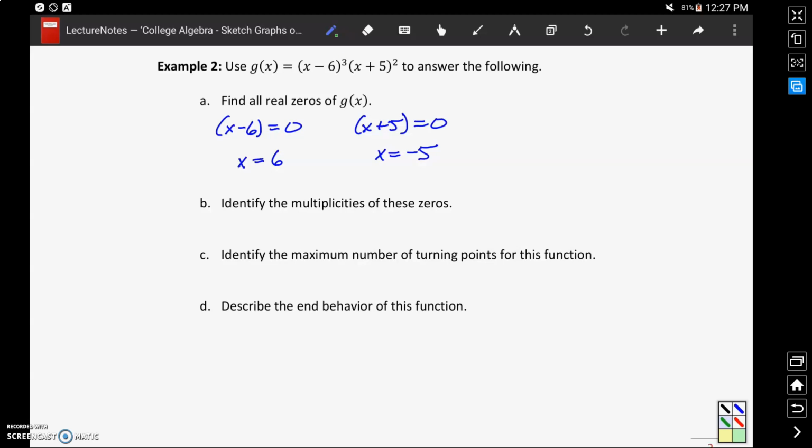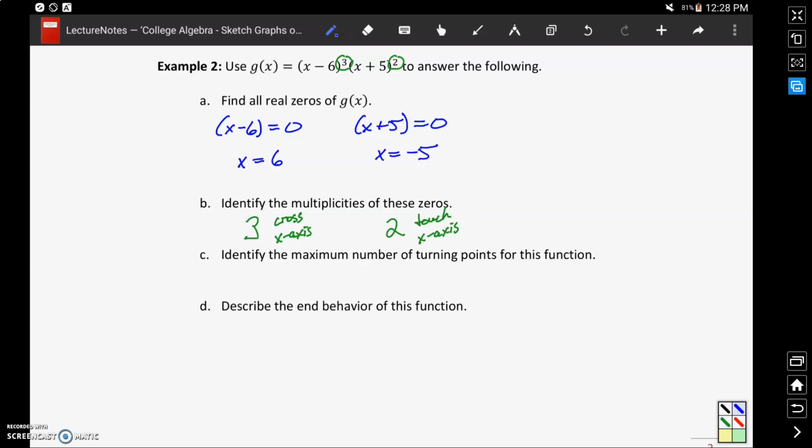In this case, x minus 6 will have a multiplicity of 3, and x plus 5, since that factor is being squared, will have a multiplicity of 2. Again, what that's telling us is that at x equals 6, our function will cross the x-axis, again informing us about the behavior around that intercept. And at x equals negative 5, our graph will touch the x-axis, but then turn back away from it.